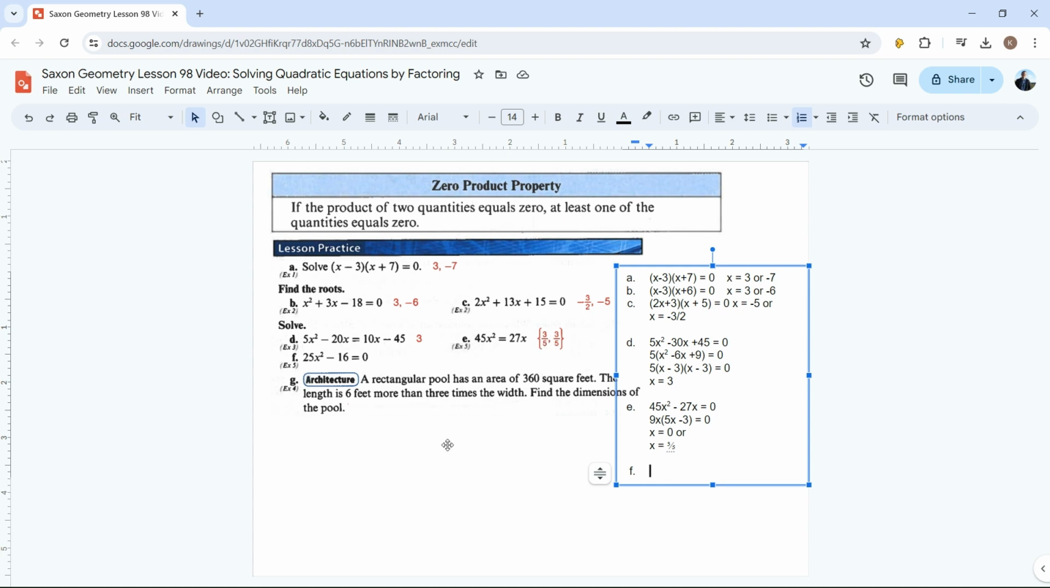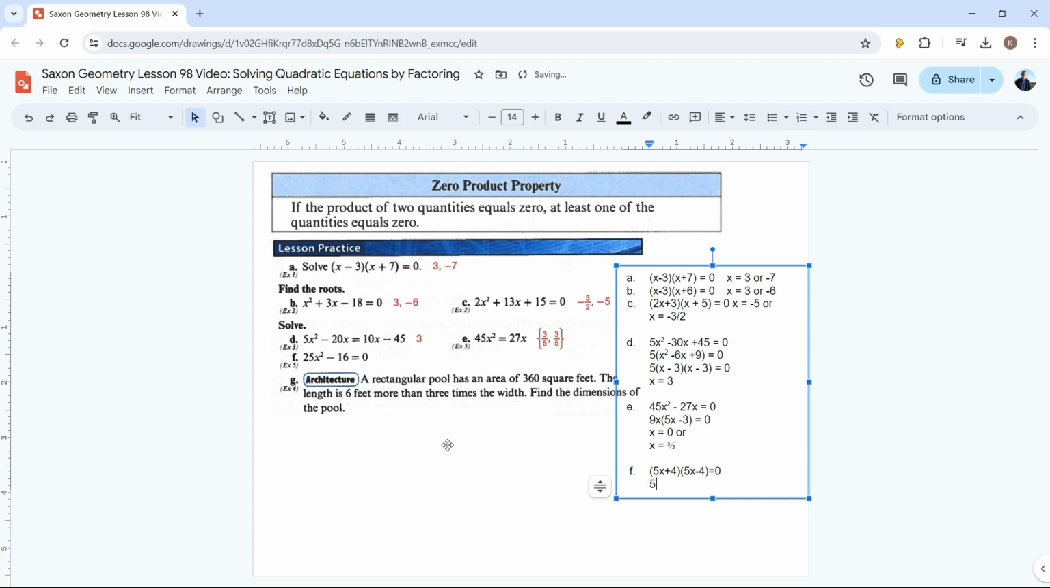All right, F. Do I sense a difference of two squares? 25x squared is a perfect square. 16 is a perfect square, and they're being subtracted. So this is going to be 5x plus 4, 5x minus 4 equals 0.